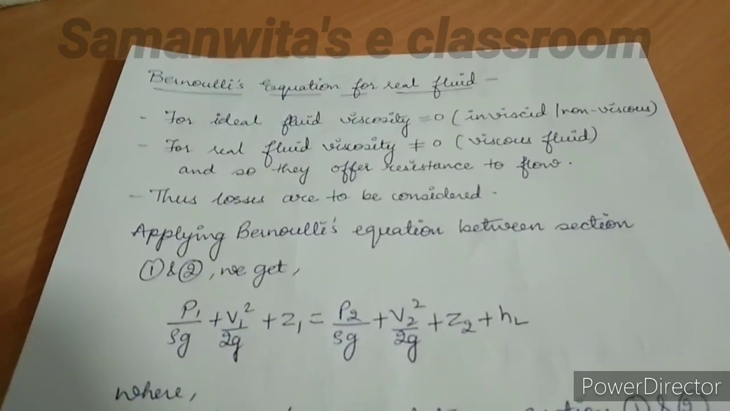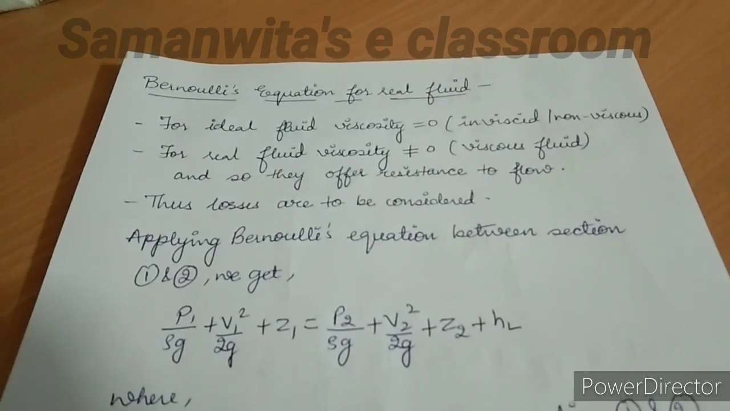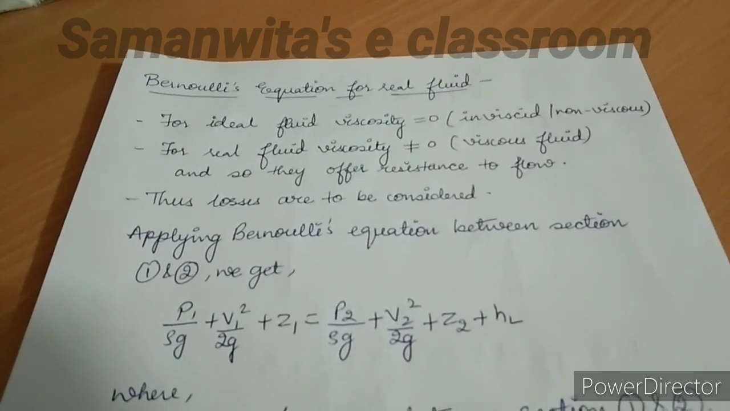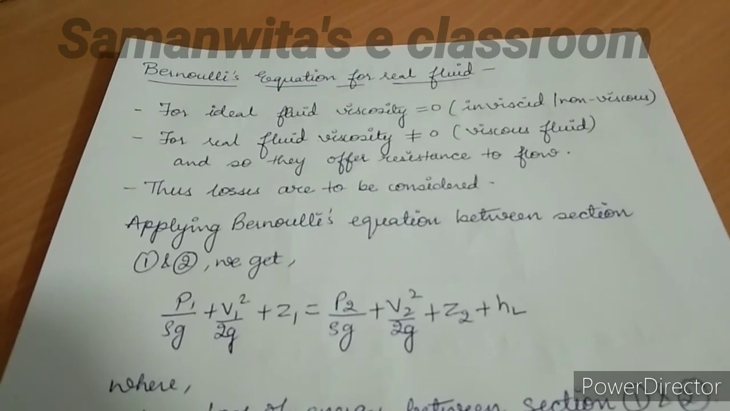Suppose I apply it between two sections 1 and 2, the equation will be P1 upon rho g plus V1 square upon 2g plus Z1 is equal to P2 upon rho g plus V2 square upon 2g plus Z2. We have already seen this.